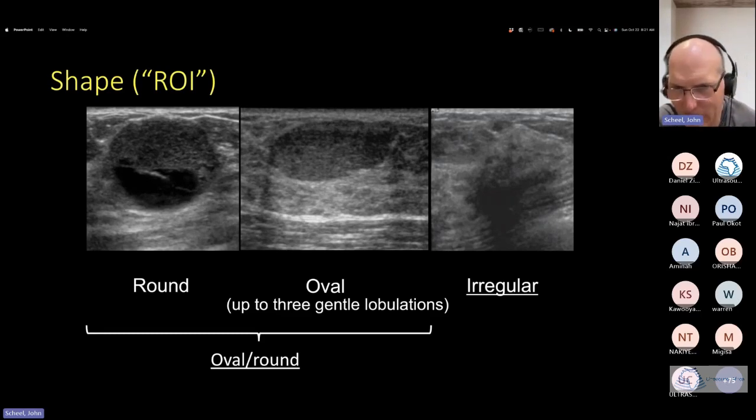In the condensed BI-RADS, we have irregular and oval round. So oval round is one term, and the reason we do that is because if it's irregular, you know at that point it needs a biopsy. It doesn't matter what the rest of the exam shows. It's irregular, it needs a biopsy. But with round or oval, you need more information because it could be a probably benign mass, so you could follow up by imaging, or if it had other suspicious features like its margins or its echo pattern, then you'd choose to biopsy it.